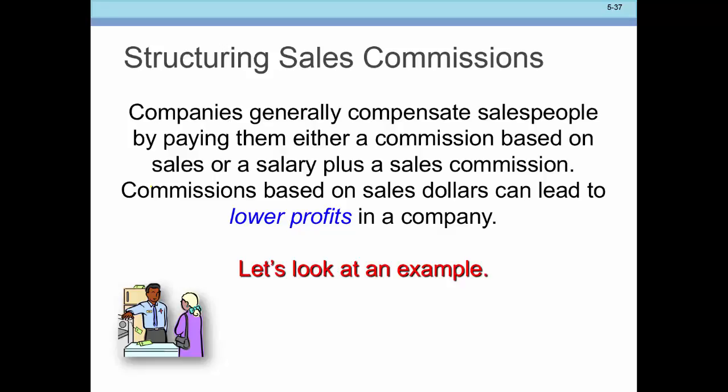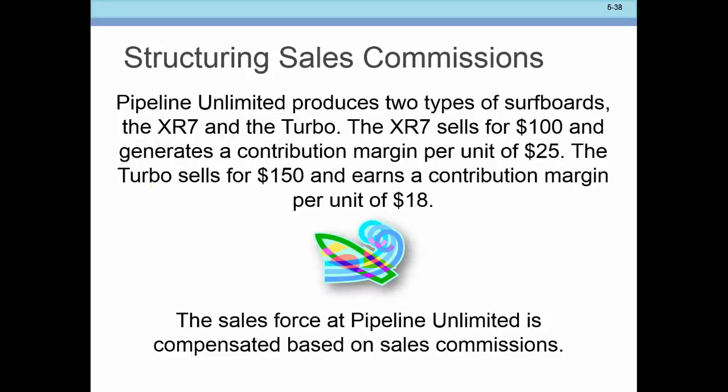Okay. So what happens? Well, that could hurt the company. Look at this one now, this is surfboards, and they have the RX-7 and the Turbo. RX-7 sells for 100 and generates a contribution margin of 25. The Turbo sells for 150 and earns a contribution margin of $18. If you're the salesperson, which one are you pushing? The 150. Meanwhile, it contributes less to the fixed cost and the profitability of the company, doesn't it? Aren't we kind of messed up here? So what would you do? How would you change this up?